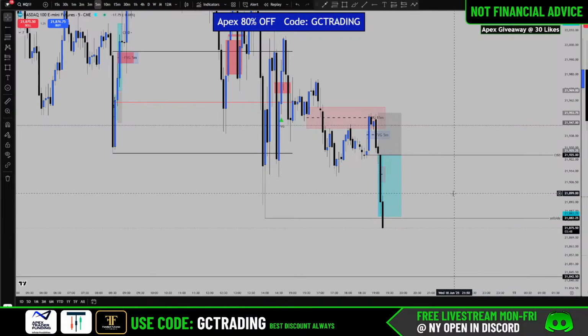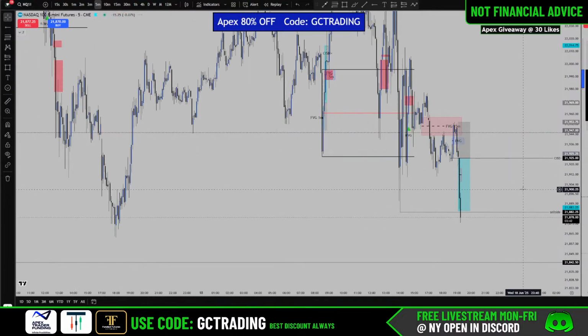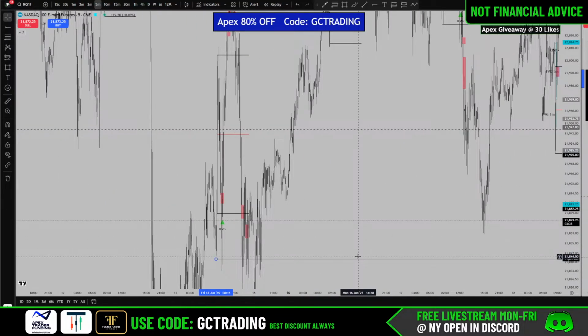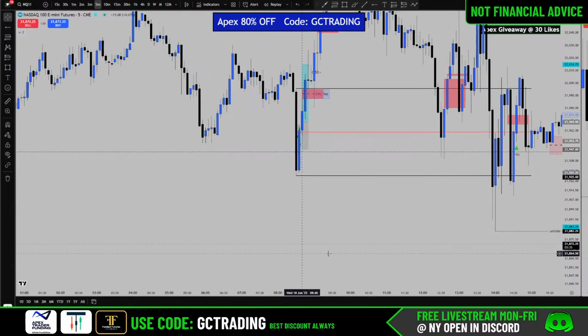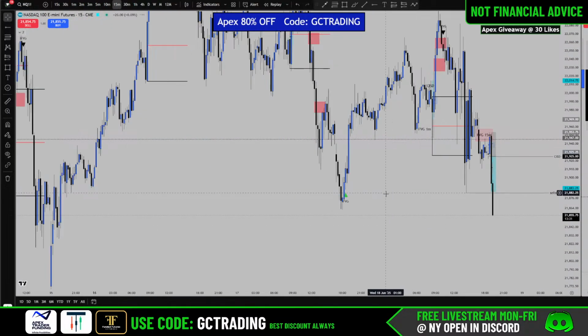Taking out sell side right now. What is this line? I have no idea, but I'm gonna delete it. Still running. Yeah, it's taking out sell side. So we'll see what happens here. Taking out this level too. Look at that.